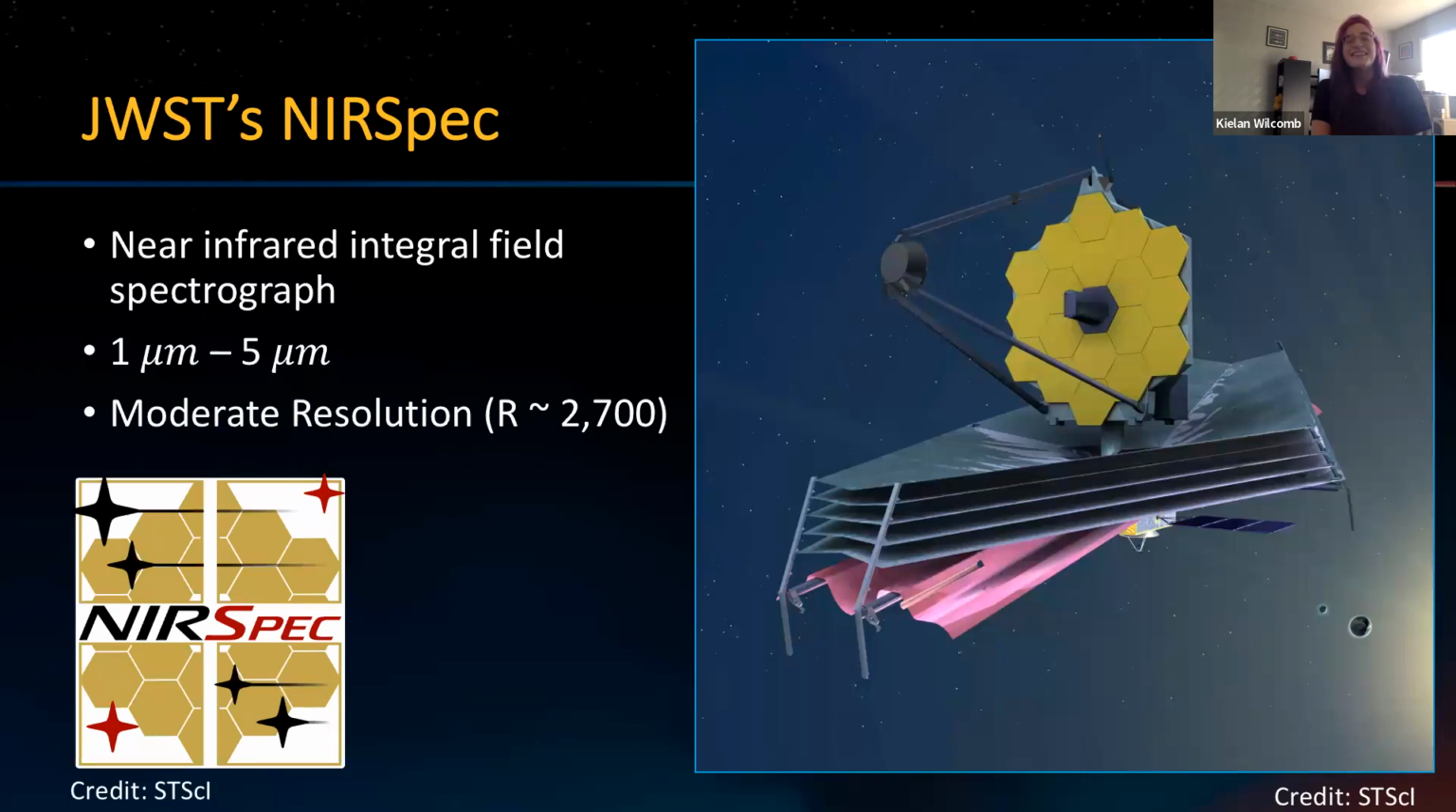Dun, dun, dun. In comes JWST's NIRSpec. NIRSpec is a near-infrared integral field spectrograph that operates within the range of 1 to 5 microns. It will give us access to moderate resolution spectra, R of about 2700. Without atmospheric turbulence, there is minimal correction needed for incoming wavefronts. So most of the speckles will come from fluctuations in the optical systems and by spacecraft conditions.